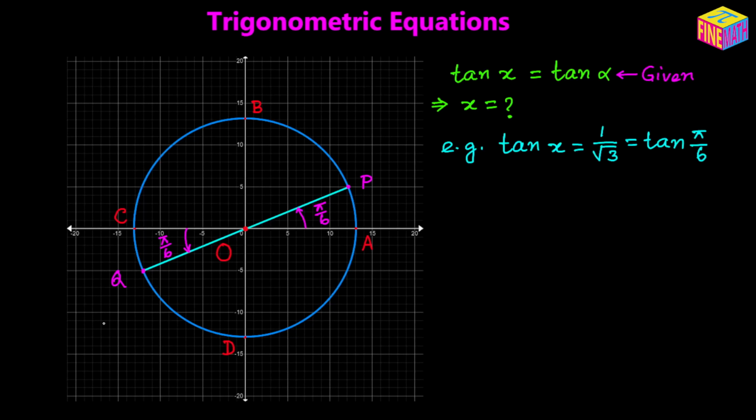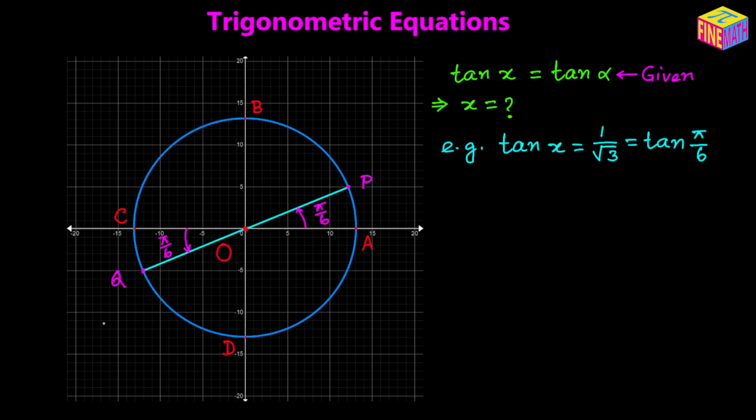So here I have picked P and Q in such a way that OP makes an angle of pi over 6 with the positive direction of x-axis, and OQ makes pi over 6 angle with the negative direction of x-axis, but it's a positive angle. If you consider the total angle that OQ makes with the positive direction of x-axis, that will be pi plus pi over 6. So one of the solutions is obviously pi over 6, and another solution is looking like pi plus pi over 6.